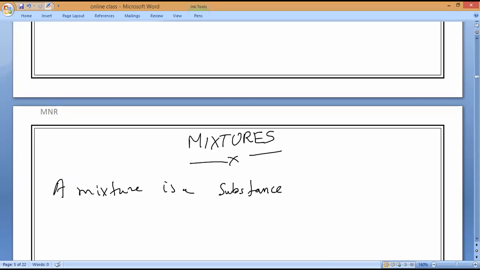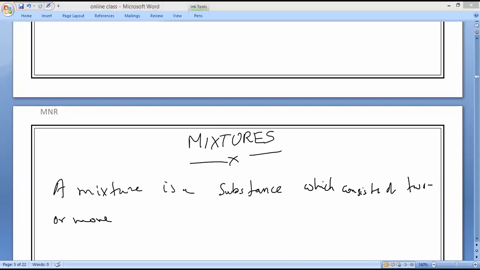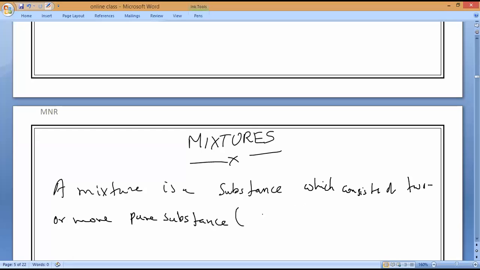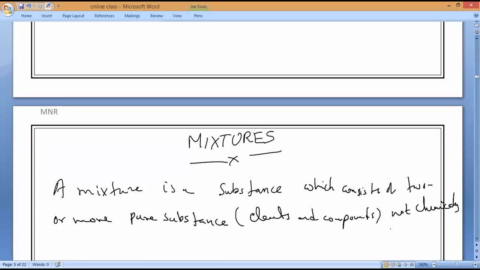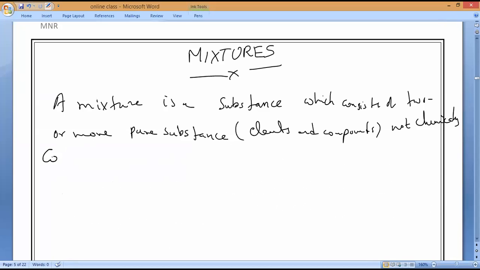Which substances? Two or more pure substances. What do you mean by pure substances? Elements and compounds, not chemically combined together. That is called as what? Mixture. Any doubt in this?